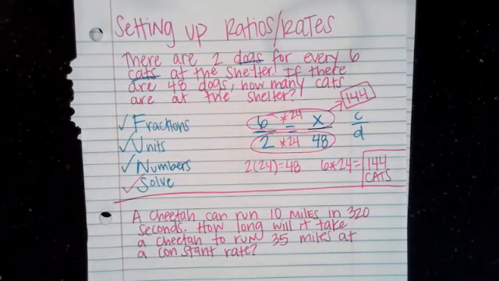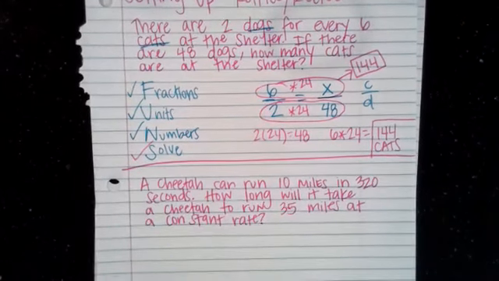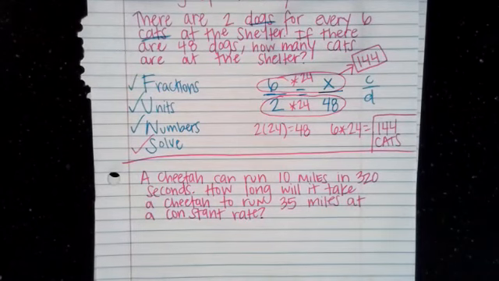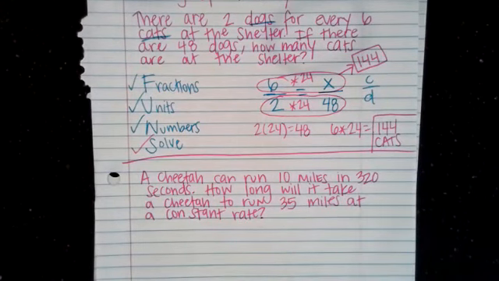Now we're going to look at an example of a rate problem. So the second example is a cheetah can run 10 miles in 320 seconds. How long will it take a cheetah to run 35 miles at a constant rate? So if you kept this rate going, this speed, not getting tired, how long would it take for the cheetah to run 35 miles?